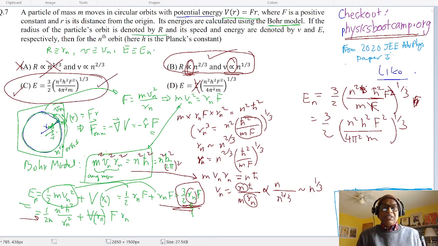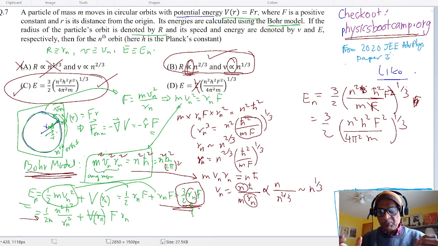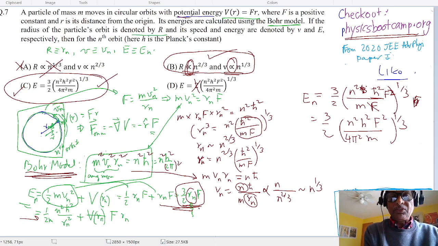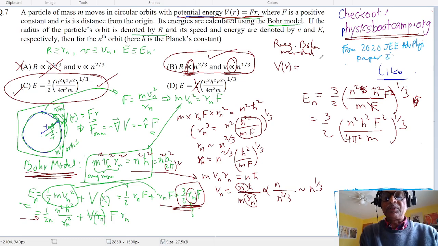So this was pretty straightforward, but you really had to know what the Bohr model meant. A lot of students can memorize the Bohr model when the potential energy is coming from electrostatic energy. Over here, they try to trick you. Potential energy is not coming like that. In a regular Bohr model, potential energy is equal to Z e square over R.